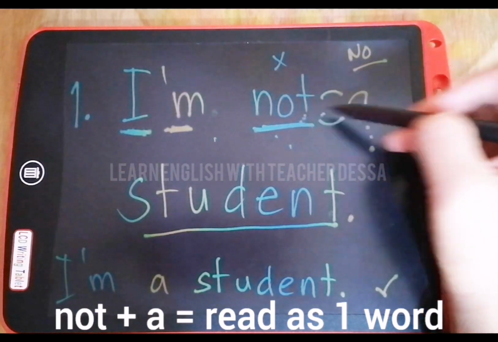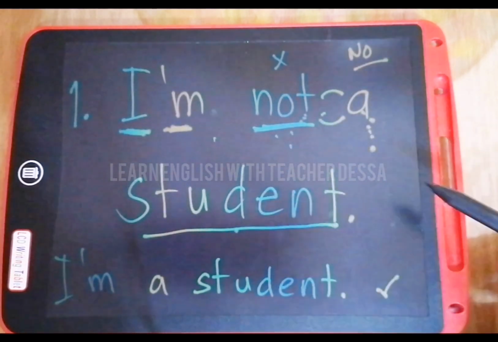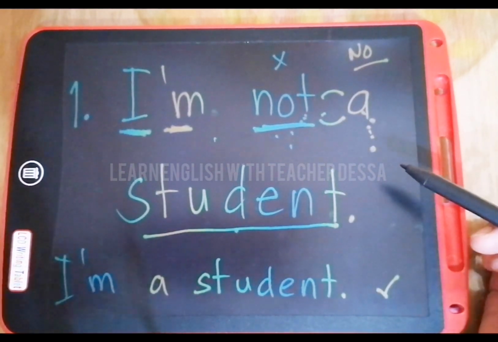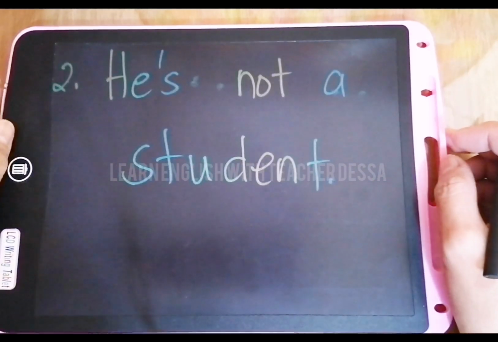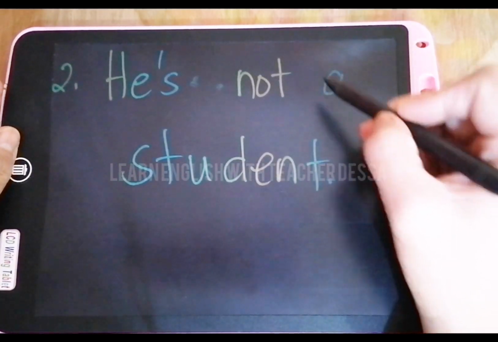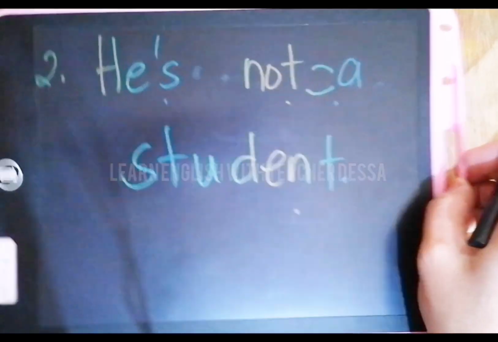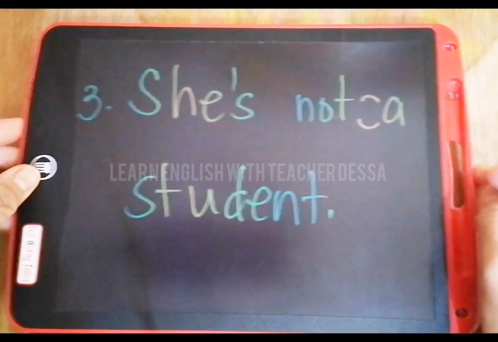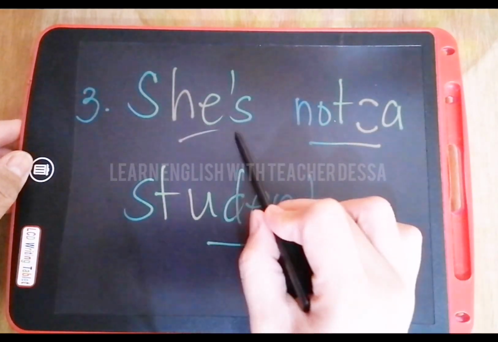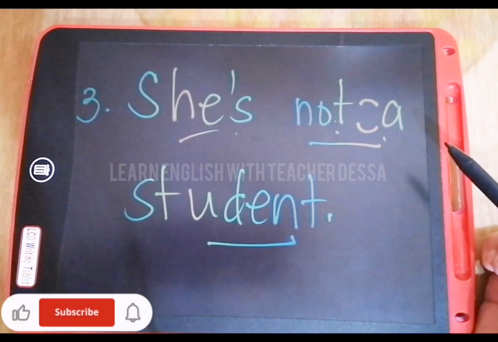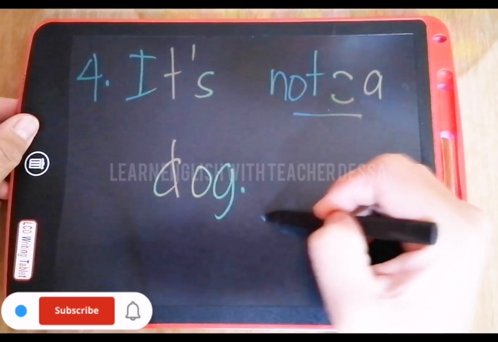Nada. So in this sentence, I'm not a student. One more time, I'm not a student. The next sentence, he's not a student. The third one, she's not a student. Now, in this example, it's not a dog.